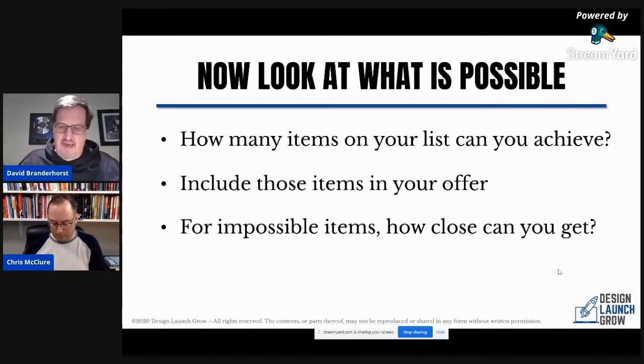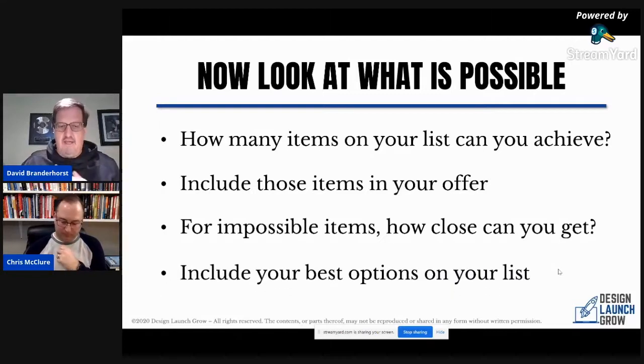If it's like, well, that would just be too time consuming, too costly, it'd be too much. How close can you get on the items that you're like, well, it'd be ideal, but that's not possible for me to do? Get as close as you can and include the best option that you have to be able to do it. Include the thing that you could say, hey, this is the closest I can get.